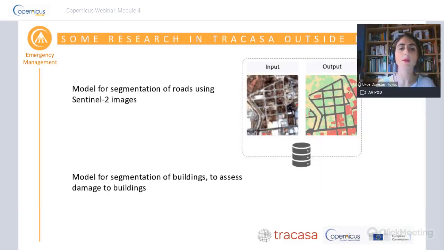And finally, other research lines that we will hopefully apply in the validation in the future are the segmentation of roads using Sentinel-2 images and the segmentation of buildings to use in the damage assessment to buildings.